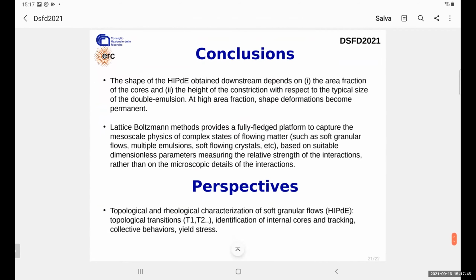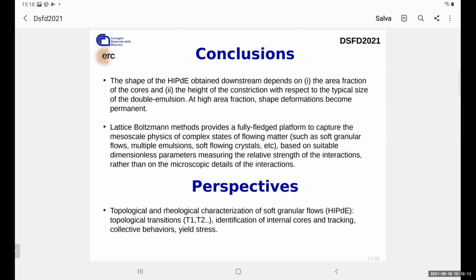From this last presentation, we can conclude basically that, first of all, we have been able to simulate, and much credit once again goes to Andrea Montessori for the very beautiful work, the translocation of the emulsion. And we have seen that the final shape you get in the outer chamber mainly depends on the area fraction of the cores and on the height of the constriction with respect to the diameter of the droplets.